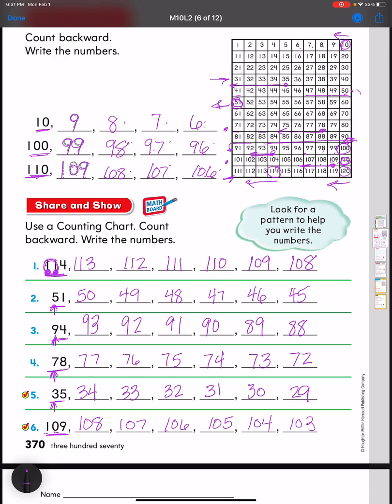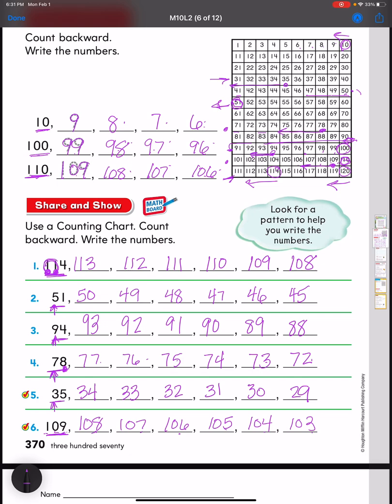Look at the pattern here on number 6. Look at my 1s place. Look how I'm going backwards. 9, 8, 7, 6, 5, 4, 3 in the 1s place. Same thing with number 4. This pattern's easy to see. Look at the 1s place. There's an 8. 8, 7, 6, 5, 4, 3, 2. So you can see patterns. You can see some of these number patterns.